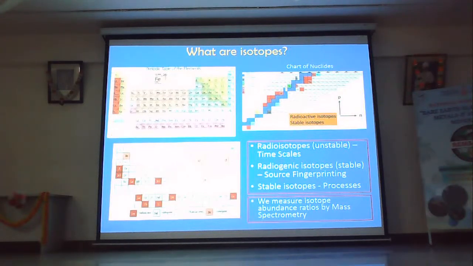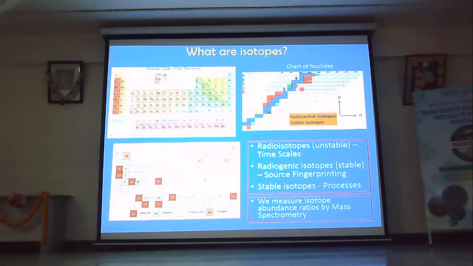The chemistry of the element is essentially dependent on the valency, which is the number of electrons outside the nucleus. And the number of electrons is the same as the number of protons. So chemically, isotopes usually behave similarly, except for certain processes. But they have different nuclear properties because they have different numbers of neutrons in their nucleus. That's why they are called isotopes.